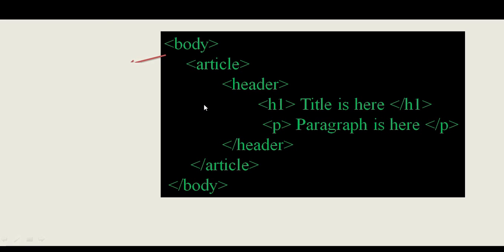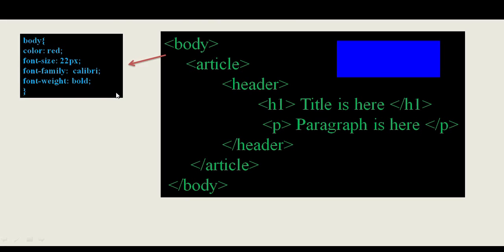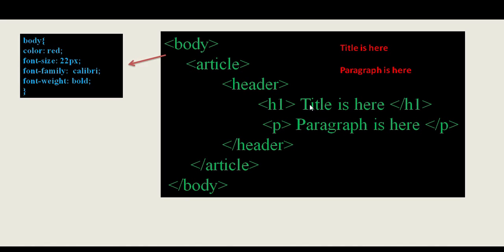For example, I am taking one CSS file for my body element. I am considering my color as red, font size as 22 pixel, font family as Calibri, and font weight as bold. These are the properties that I have applied to my body element. If you see the output of this, it will be applied to the h1 and the paragraph element p also, because of the indirect relationship with the h1 and the p element within the body element. That means these two elements are indirectly the child elements of this body element. Body element properties will be applied to the article, the article properties will be applied to the header, and the header properties will be applied to the h1 and the p.